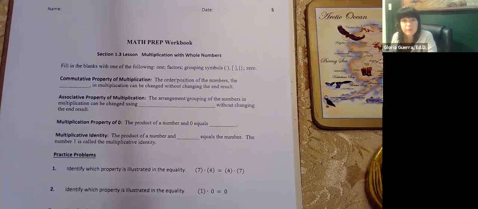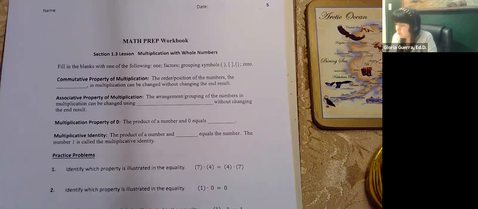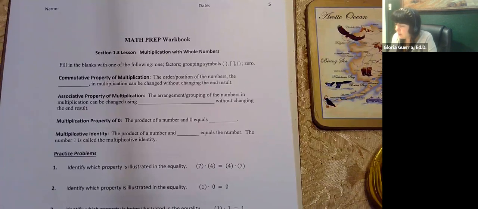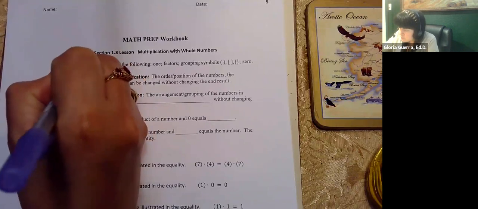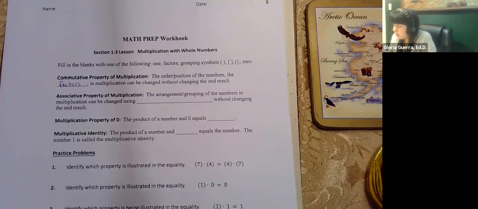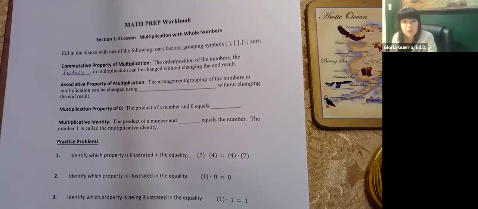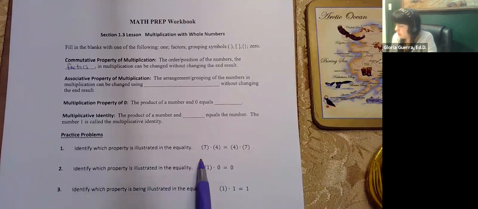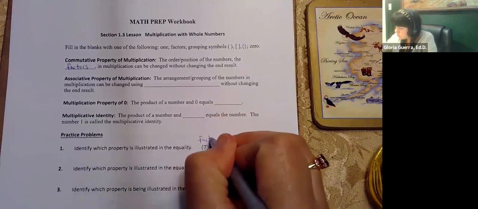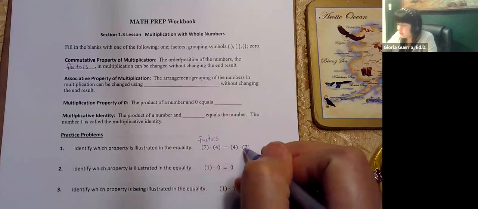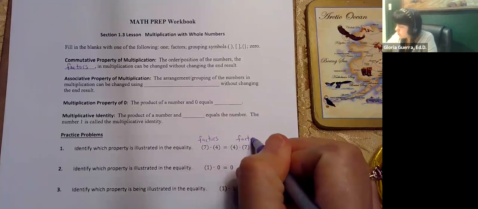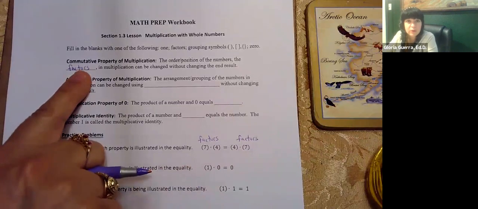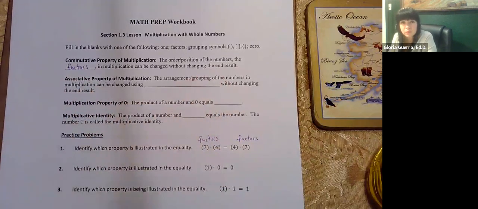It says fill in the blank. The commutative property of multiplication: the order, the position of the numbers, the factors, in multiplication can be changed without changing the end result. For example, number 1, 7 times 4, these are called factors, is equal to 4 times 7. Those numbers are called factors, and that's why we wrote that in over here.